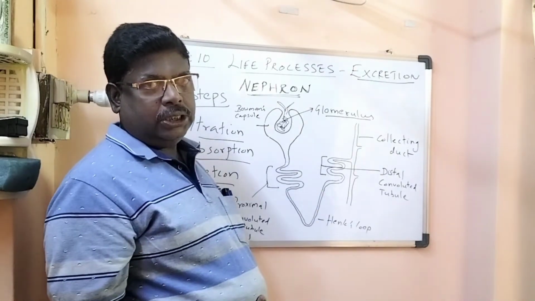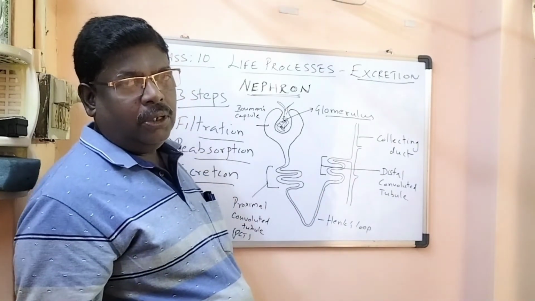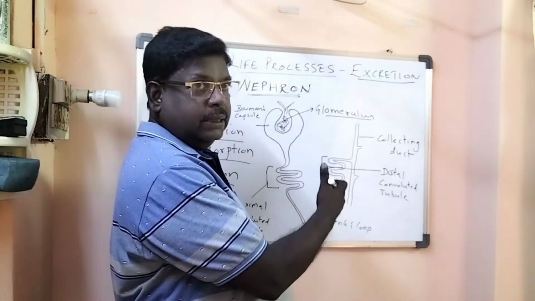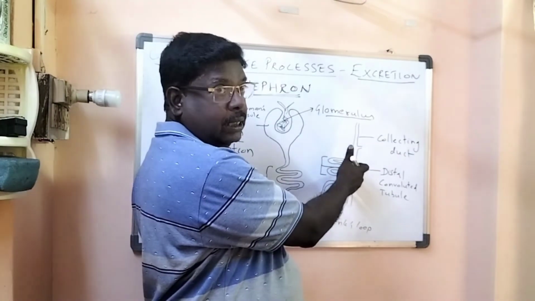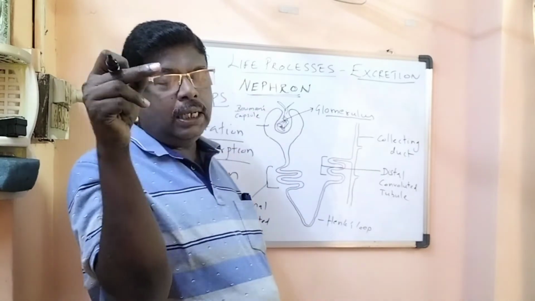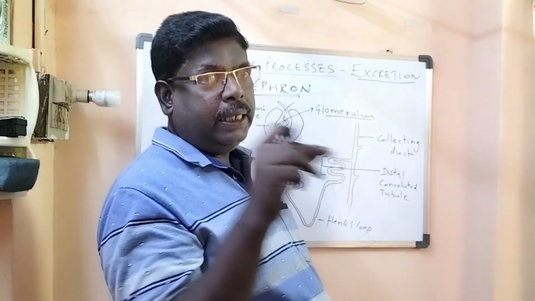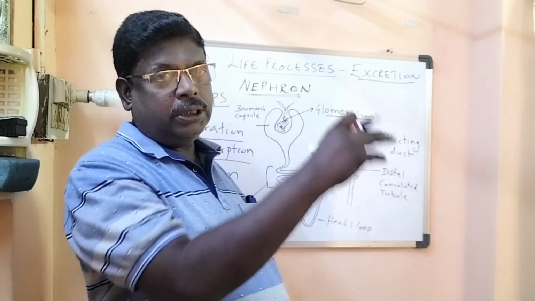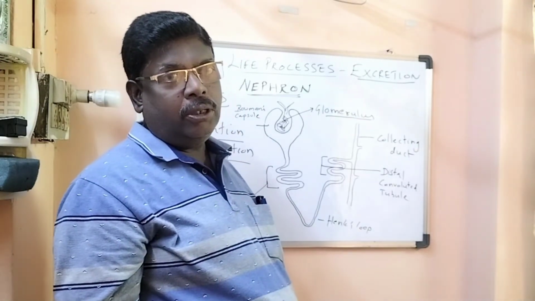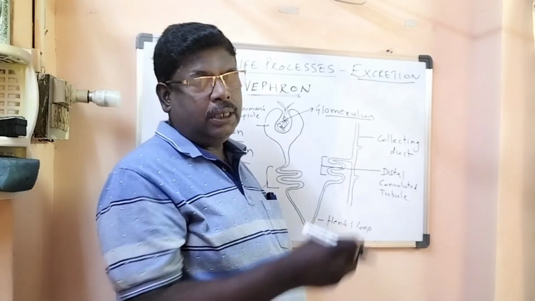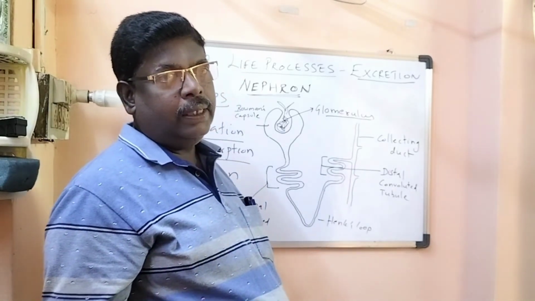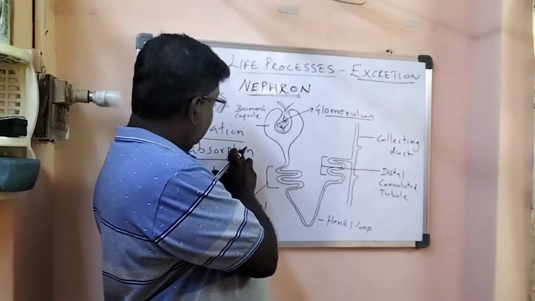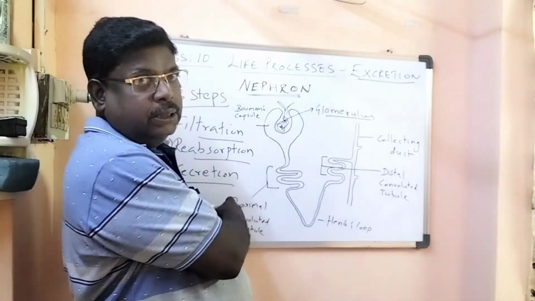The exact waste, containing the urea, ammonia, and some ions, will be sent through the distal convoluted tubule to the collecting tubule. The collecting tubules will be penetrating inside the pelvis region. From that, drop by drop, the urine will move on to the ureter. We have a pair of ureters. The ureters will end up in the urinary bladder. Likewise, it goes on. So filtration, reabsorption, secretion.